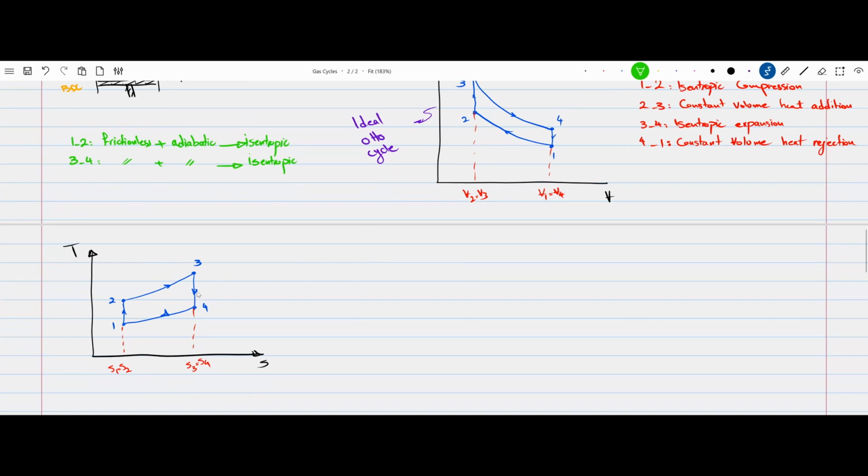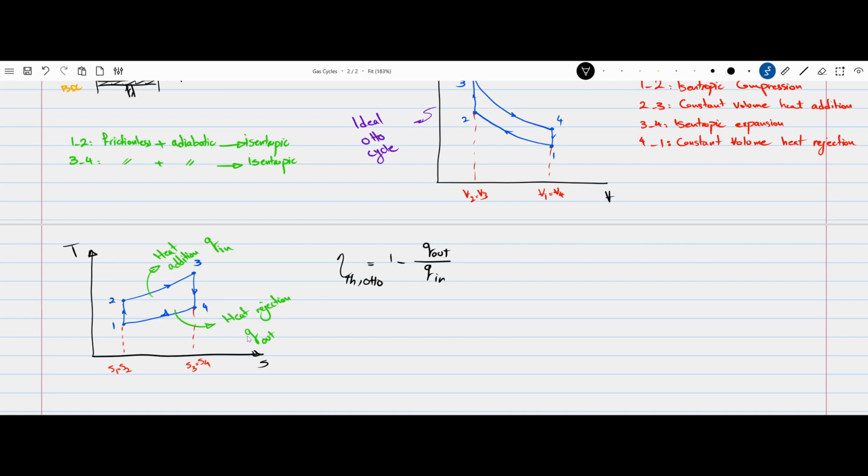All right, so 2 to 3 is the heat addition. Or with the thermodynamic notation that we have, this is where Q in happens. 4 to 1 is heat rejection. Or with thermodynamic notation, this is Q out. So if I want to calculate the thermal efficiency of an Otto cycle, I can frame it like this: 1 minus Q out over Q in.